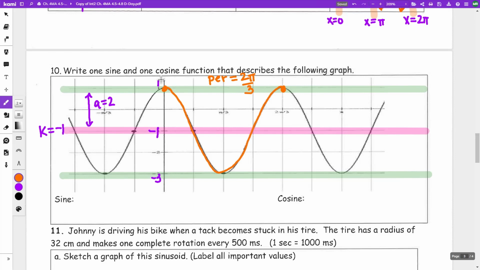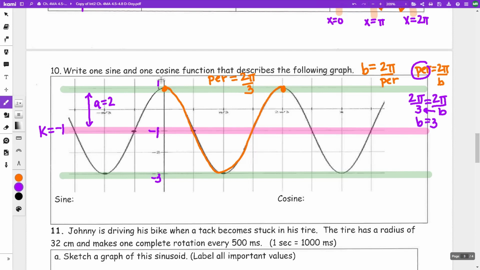Now, if my period is 2 pi thirds, remember B is equal to 2 pi divided by period, or your period is equal to 2 pi divided by B. I'm going to use the second one because I am going to put in place of my period 2 pi thirds, and set that equal to 2 pi over B, and hopefully you can see that in this case, my B has to be 3. I didn't really have to do much math on that. So that's my B.